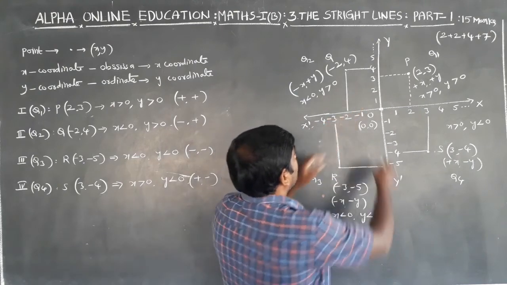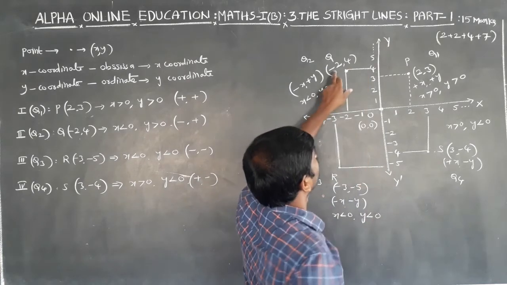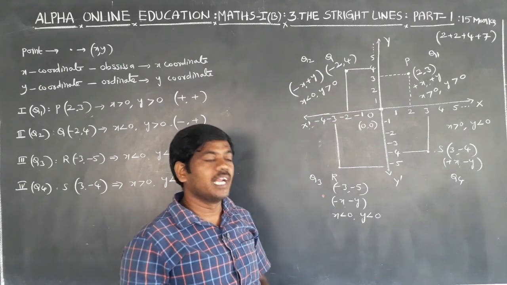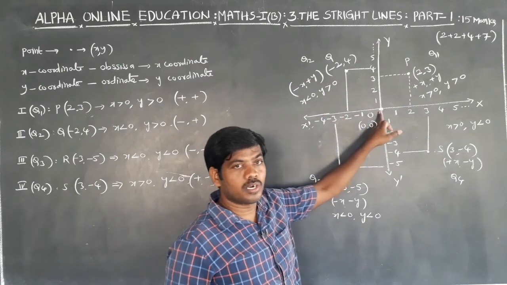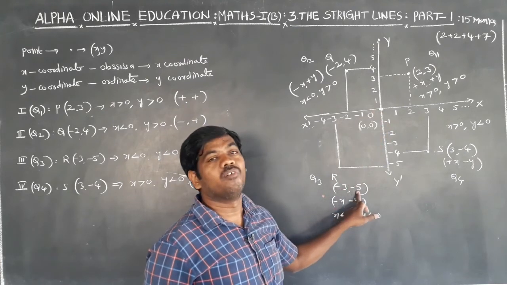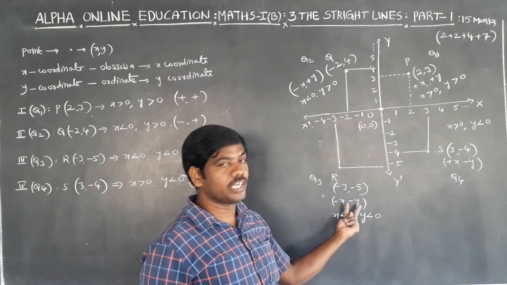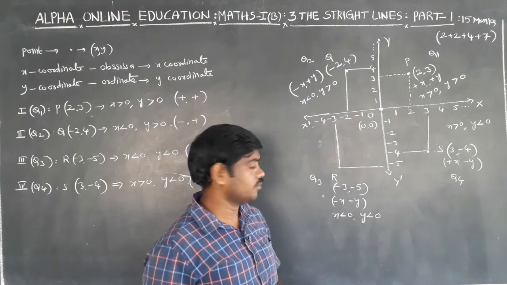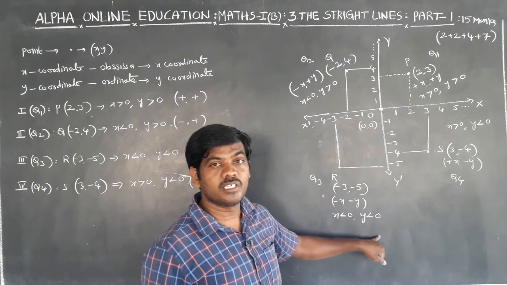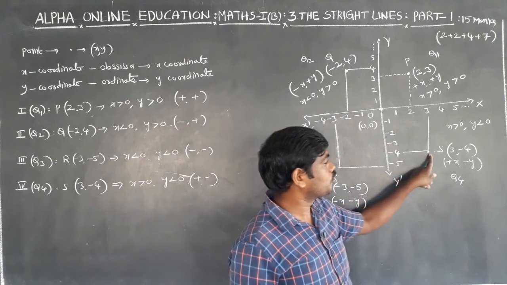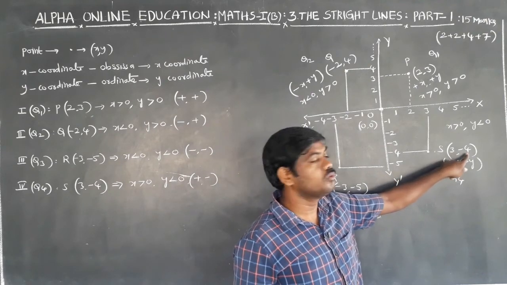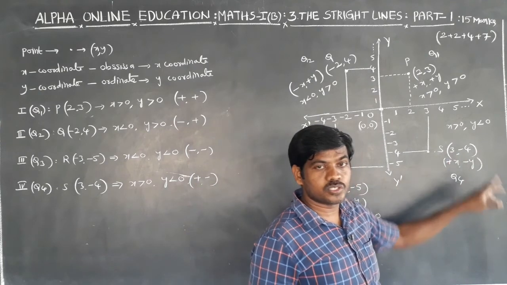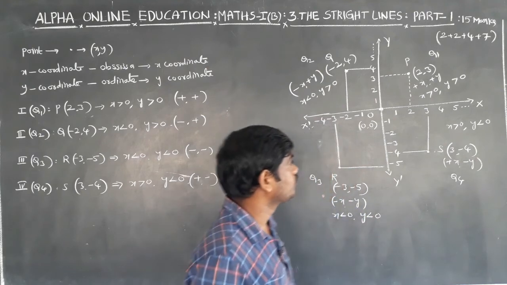In the second quadrant, x is negative, y is positive: x is less than 0, y is greater than 0. In the third quadrant, x value negative, y value negative. Both are negative, meaning x is less than 0, y is less than 0. In the fourth quadrant, x is positive, y is negative.